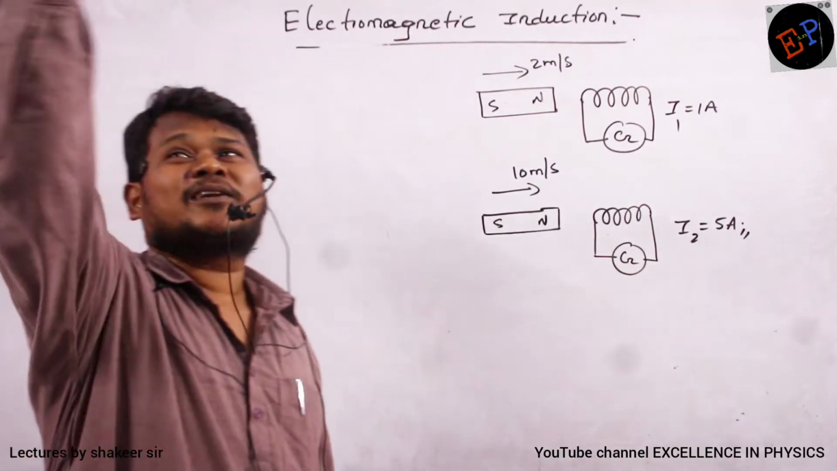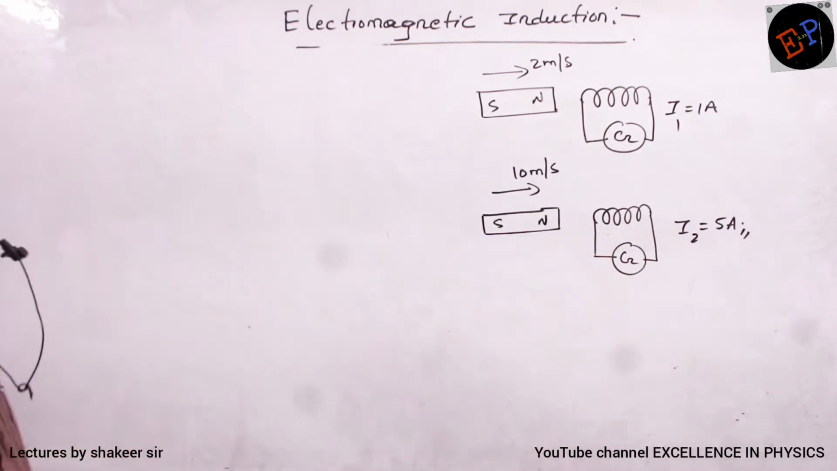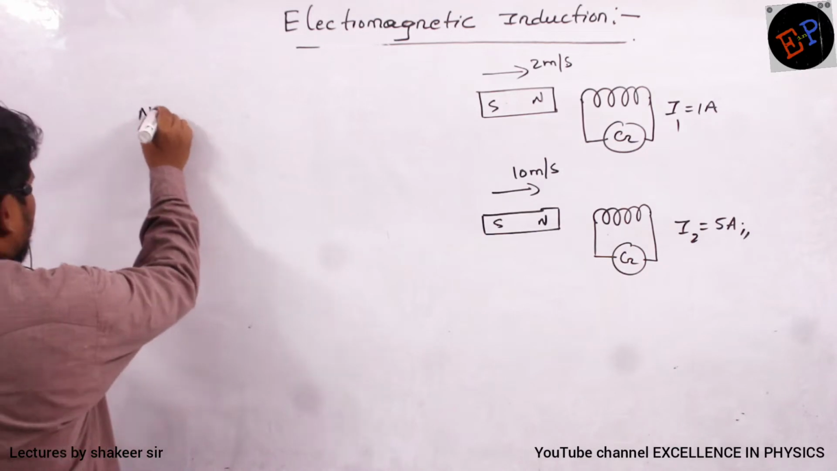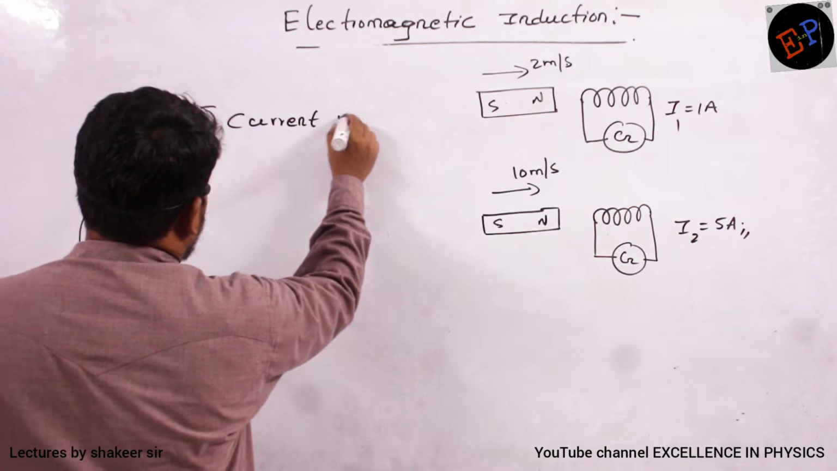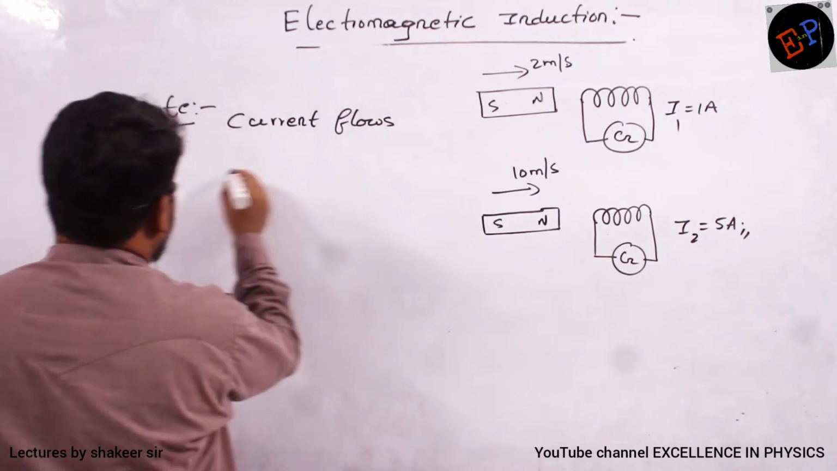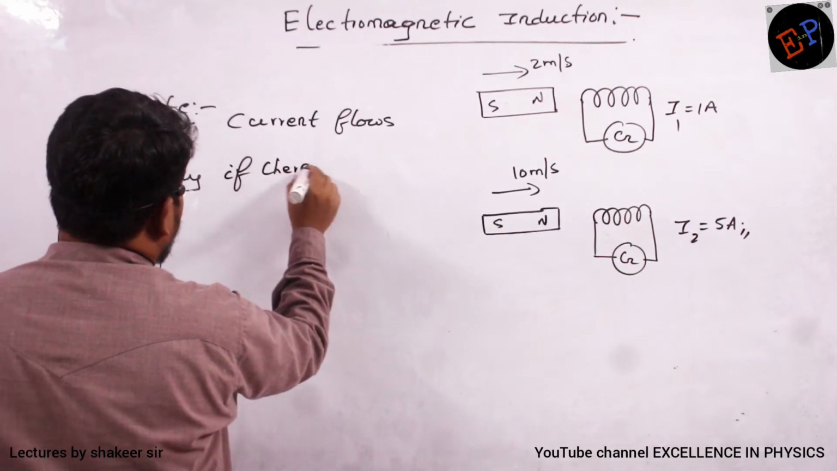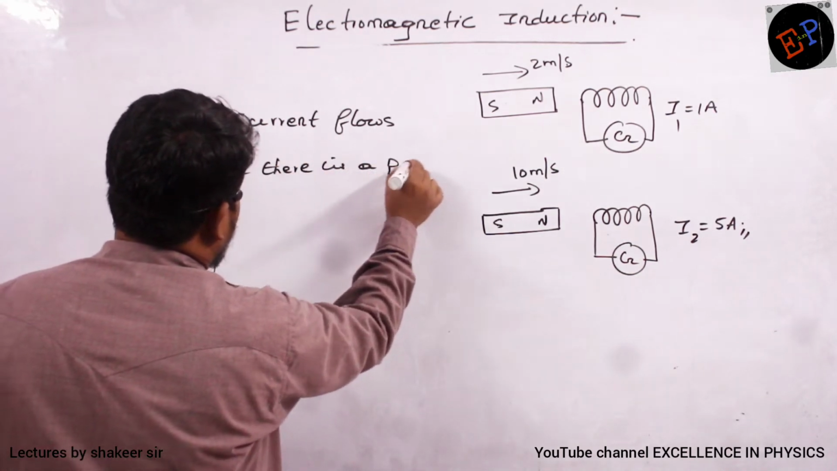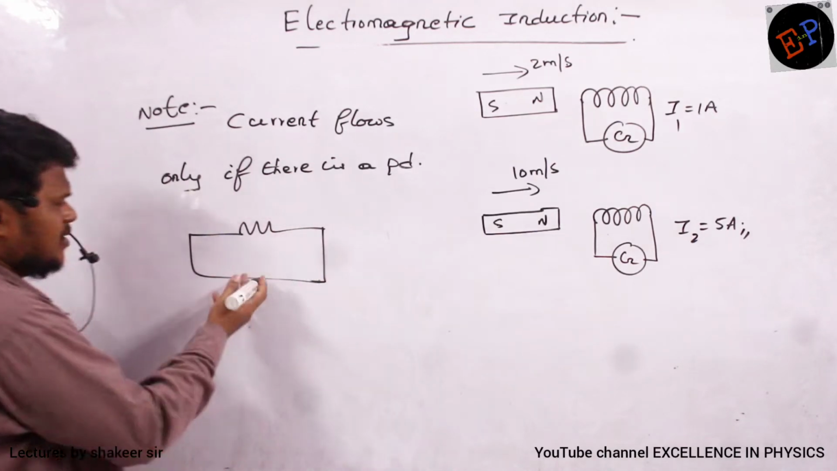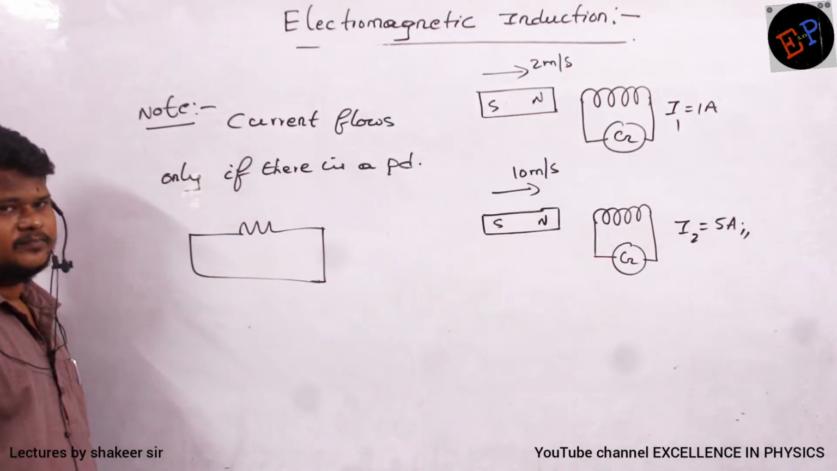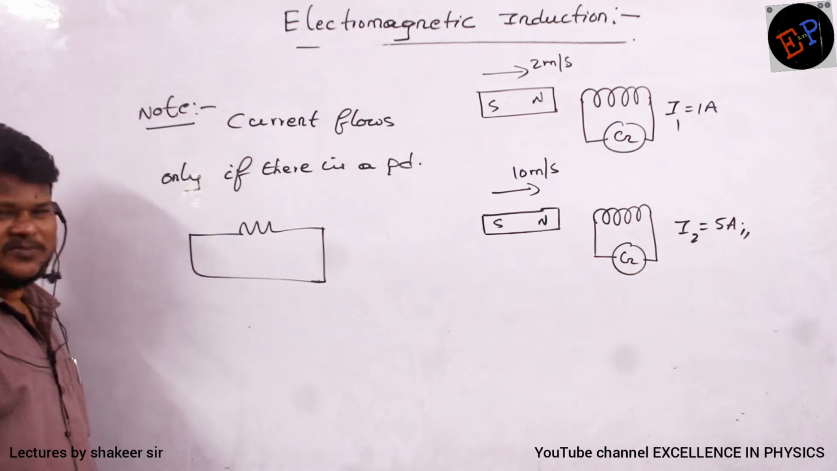Why is current flowing in our room? Because there is a potential difference. Are you able to understand? So the most important point is that current flows only if there is a potential difference. Only if there is a potential difference. That's all, no? See, this is a resistor, this is a wire. Now will current flow here? It will not flow. Why will it not flow? What is meant by potential difference?